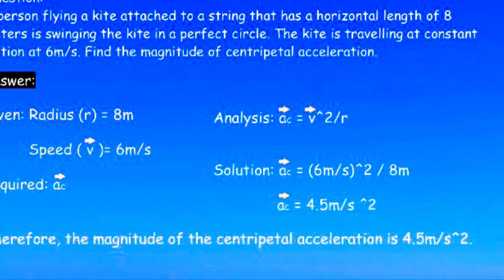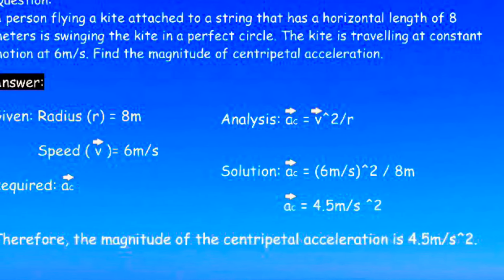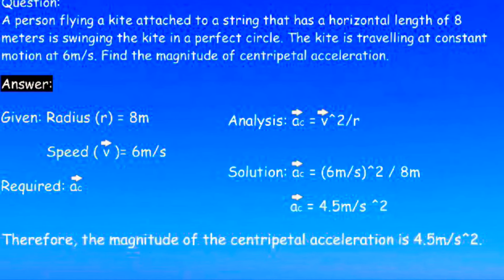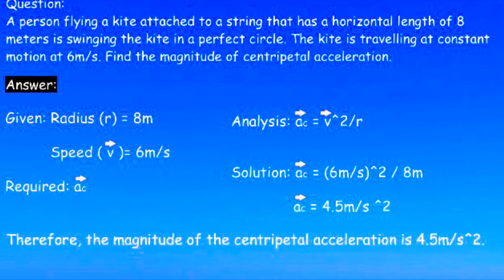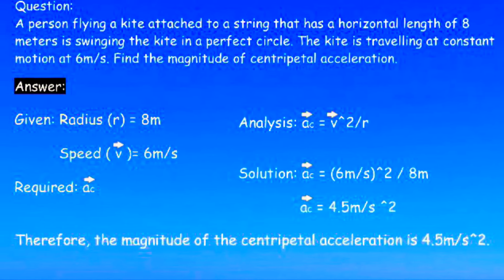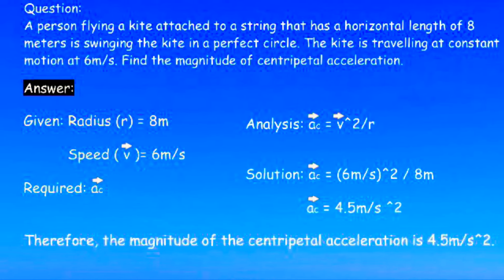As you can see, I identify the radius and speed, and then I use a centripetal acceleration equation, which is v squared divided by r. And I got the magnitude of centripetal acceleration to be 4.5 meters per second squared. A note to take is that centripetal acceleration in kite flying can only really occur if the person flying the kite understands the first two concepts.